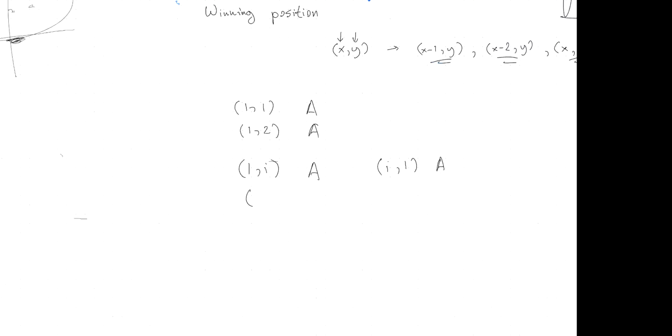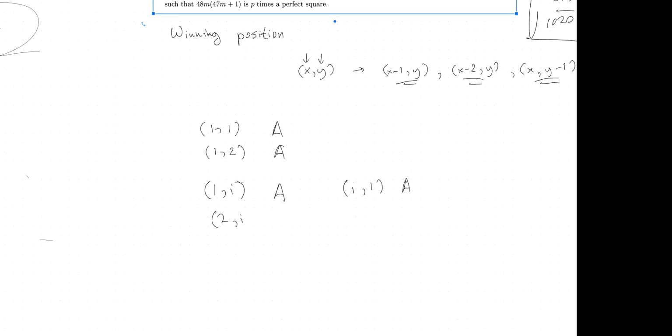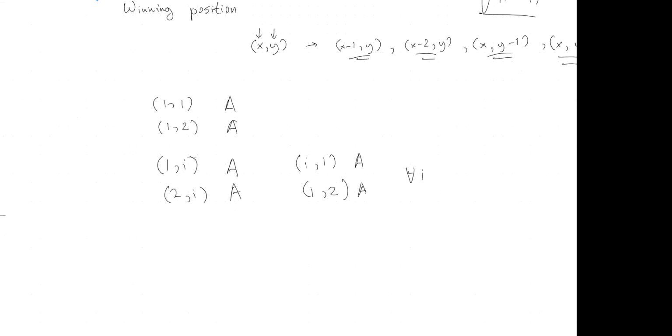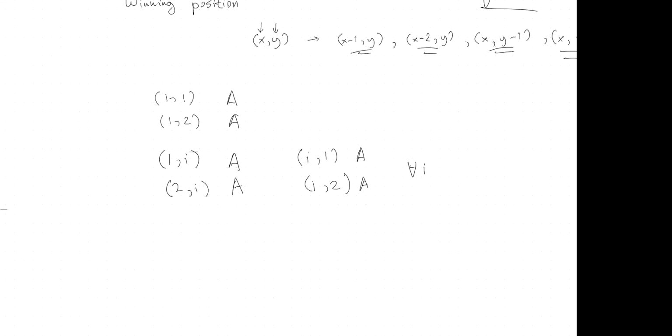Okay, so similarly, (2, i) must be a winning position for Alice, and so must (i, 2). This is for all i, for any natural number i. All of these positions of these 4 types are definitely winning. Does anyone have any questions? Okay, if not, then we start with the simplest one after the (1, i), (2, i) things.